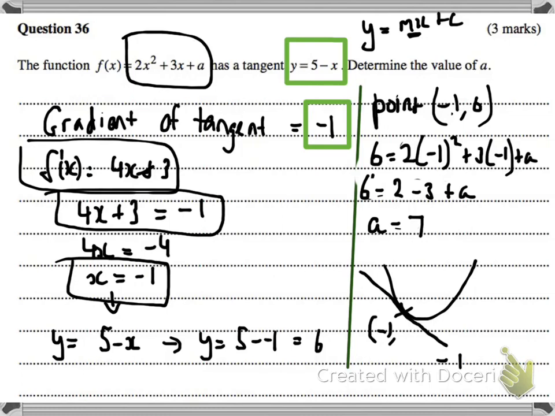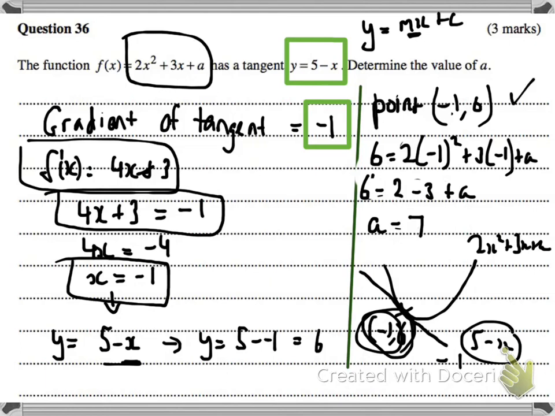Okay, and to find the something, remember we've got two lines here. We've got our 2x squared plus 3x plus a. We've also got our 5 minus x. Okay, so negative 1 lies on 5 minus x. So if I put negative 1 in for x, I find my y-coordinate. Okay, and it's 6. So that point there where the tangent touches the curve is negative 1 comma 6.